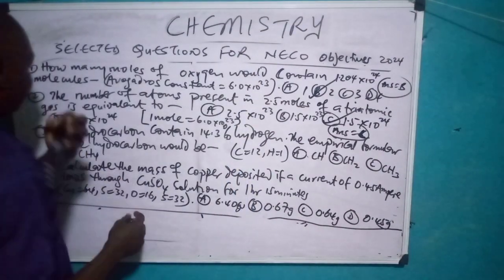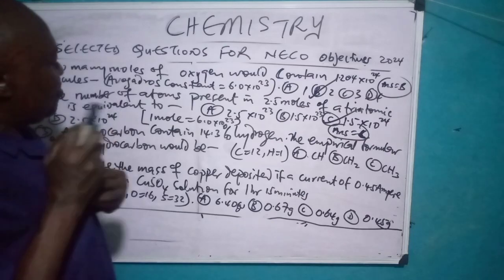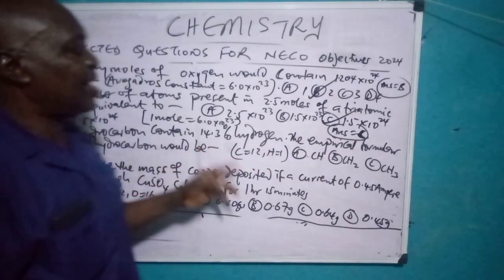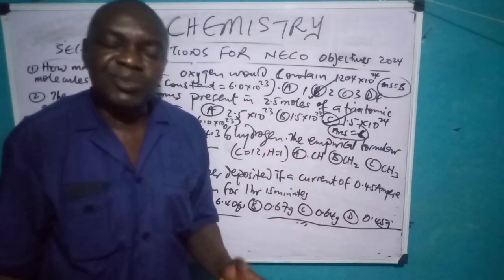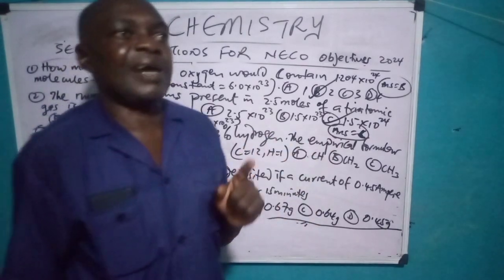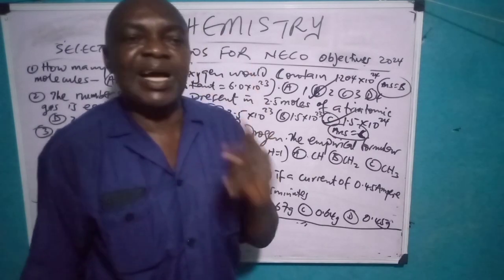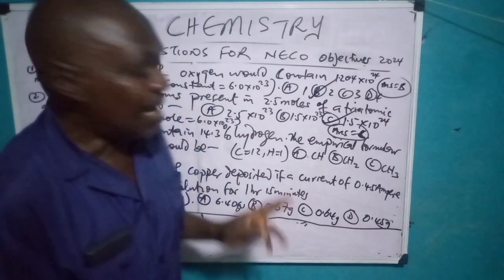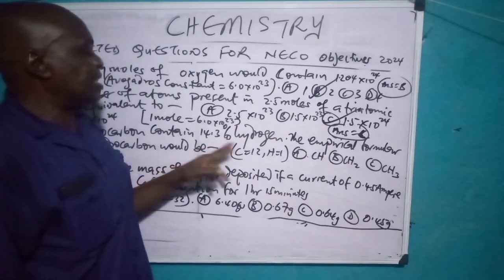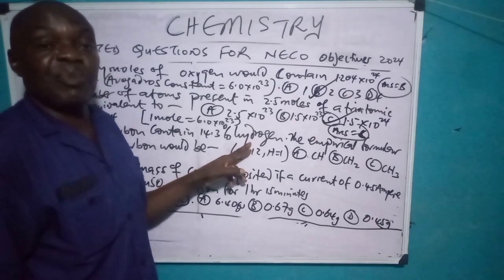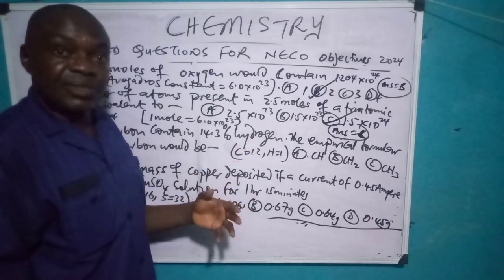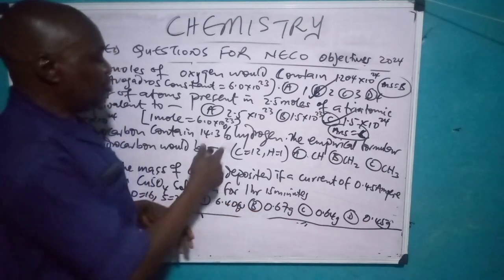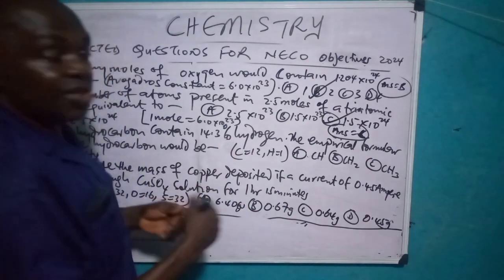So number 3. A hydrocarbon contains 14.3% hydrogen. The empirical formula of the hydrocarbon would be, remember, they just told us hydrocarbon. By definition, hydrocarbons are compounds containing hydrogen and carbon only. They must contain 2. One of them is hydrogen, the second one is carbon. And they told us the hydrocarbon contains this. And they gave us the one for hydrogen, meaning the other one is for carbon. And for all compounds, when you add their percentages, it must sum up to 100. So if you have 2, you just remove this one from 100 to get the one for carbon.